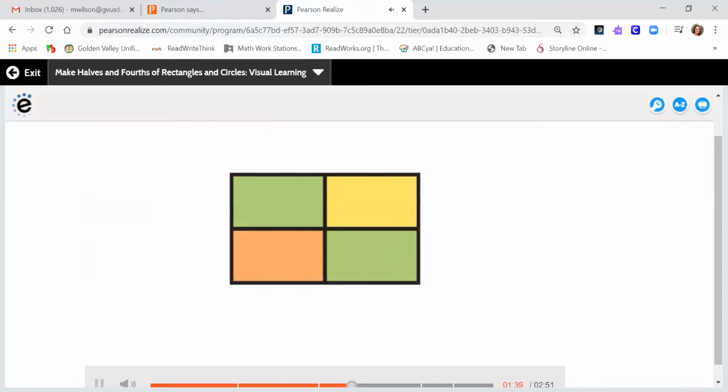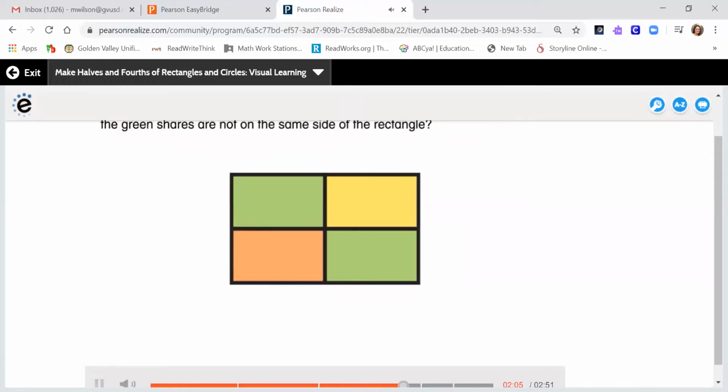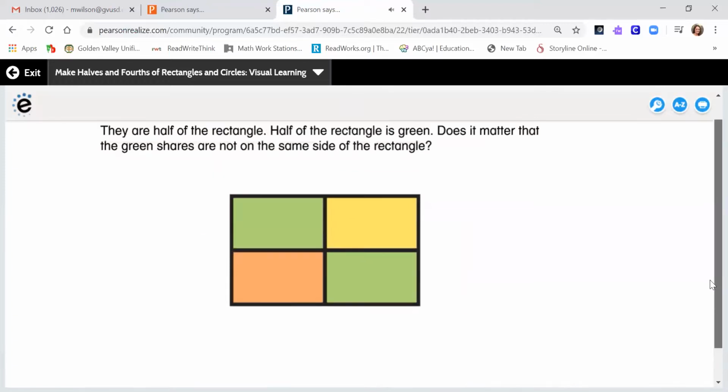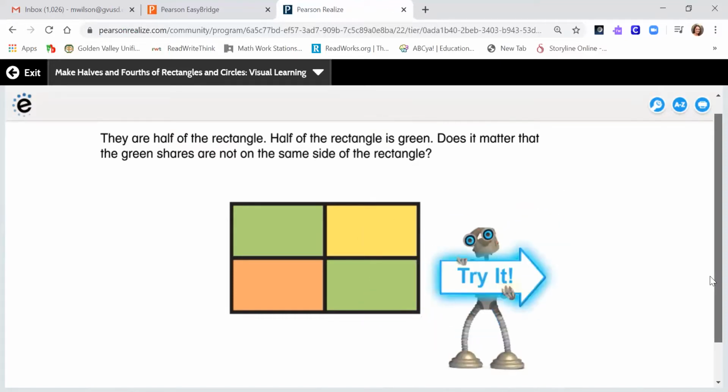How could you describe the whole rectangle? You could say 4 out of 4 equal shares make a whole rectangle. 1/4 of the rectangle is yellow. 1/4 of the rectangle is orange. What do you notice about the green shares of the rectangle? They are half of the rectangle. Half of the rectangle is green. Does it matter that the green shares are not on the same side of the rectangle?